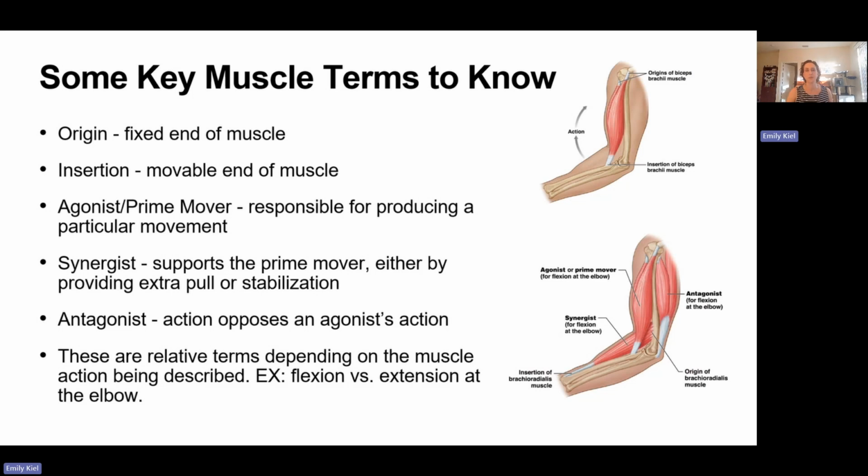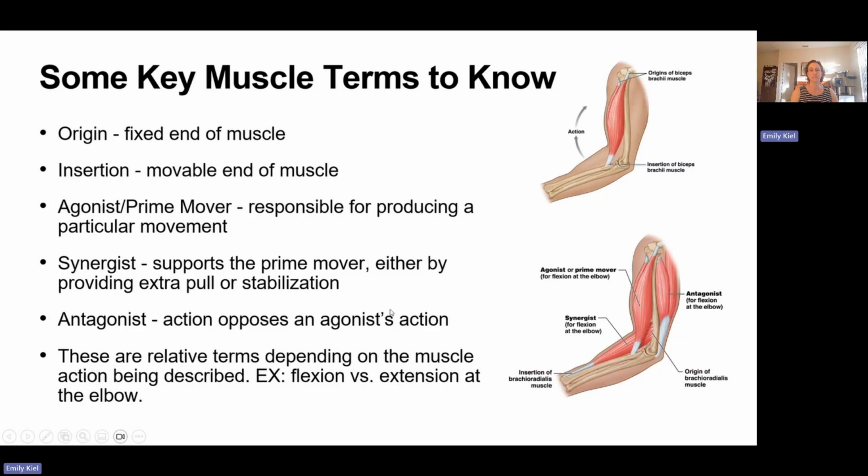So sometimes if I'm not sure which is the origin or the insertion, I will actually do the action and see which part of the muscle is staying still and which part of the muscle is moving. You will have an agonist, which is a prime mover, and this is responsible for producing a movement. The example here is our elbow joint. In this case, the biceps muscle is our agonist. It's fixed up at the scapula and the head of the humerus, and that's its origin. It inserts on the radius and then is going to allow that action.